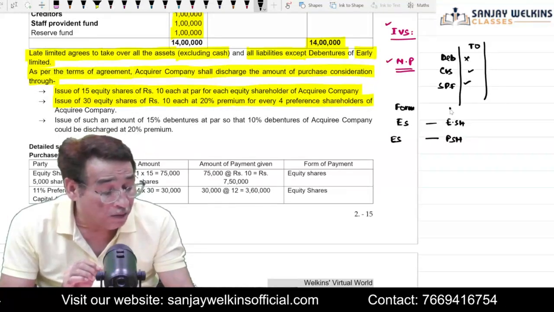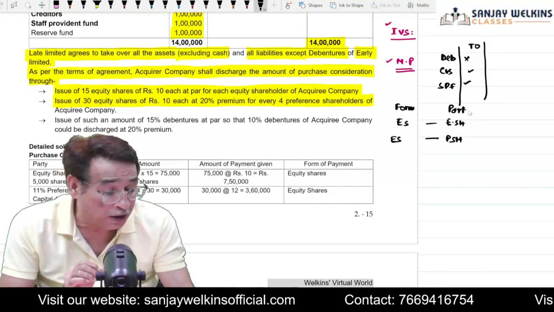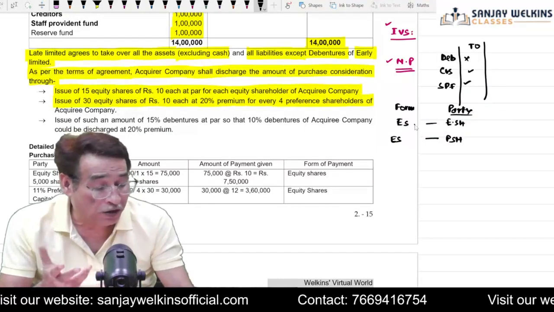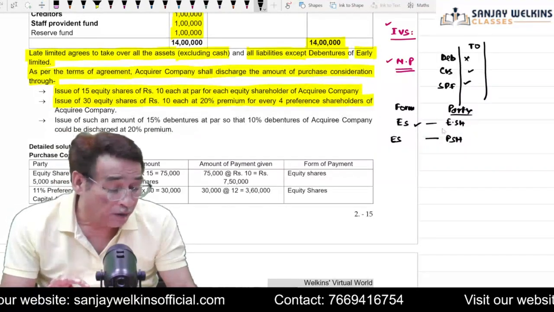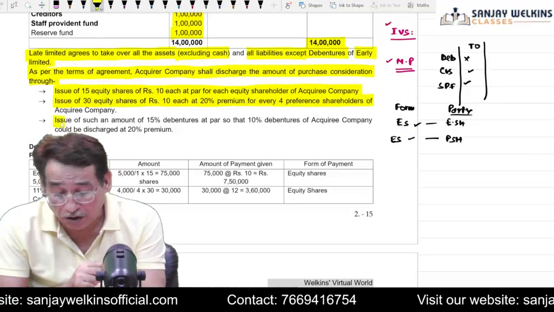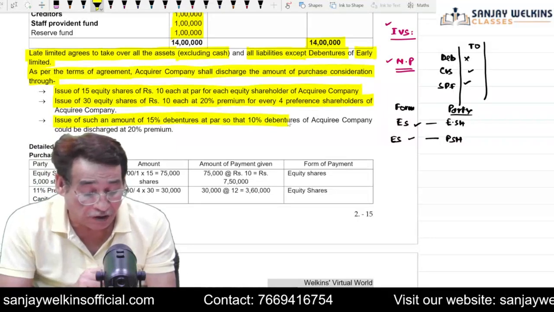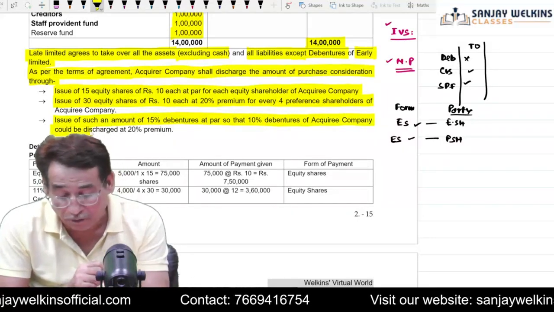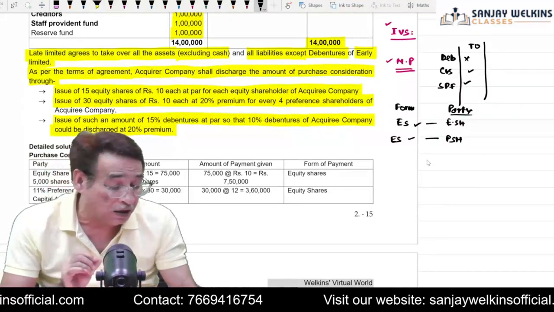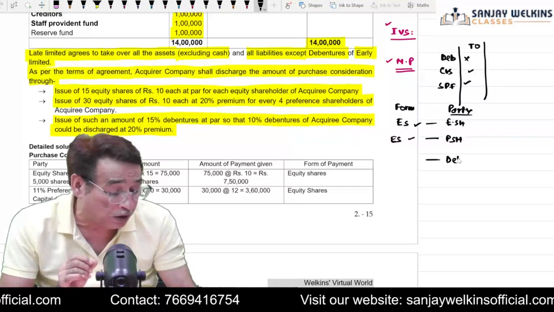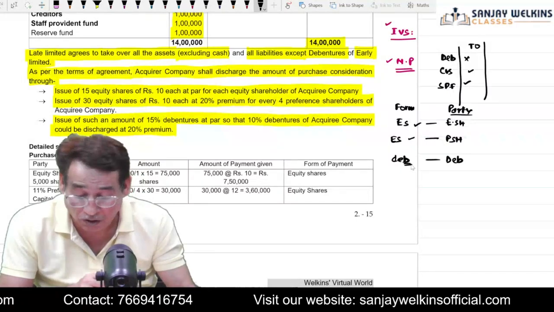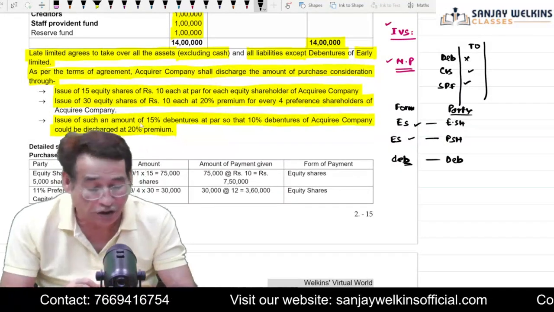And this is the party of acquiring company to whom the payment is being given. So equity shareholders are being given equity shares. Preference shareholders will be delivered equity shares. Further, it is given in the question, issue of such an amount of 15% debentures so that 10% debentures of acquiring company could be paid off at 20% premium. Now it is written that some payment is being given to the debenture holders and for them, the purchasing company is issuing debentures only.